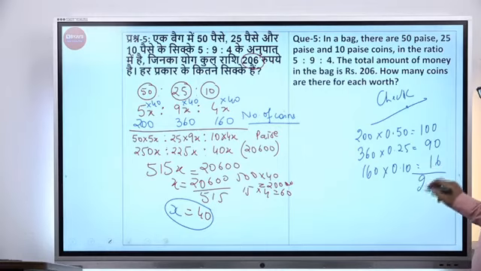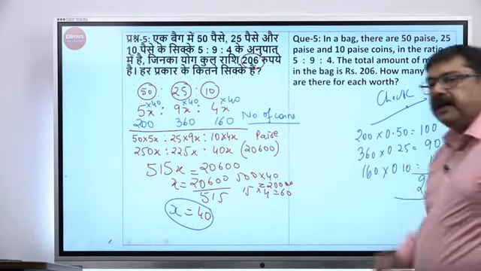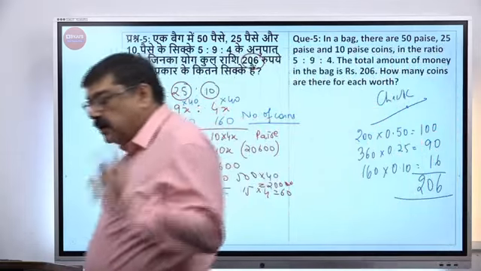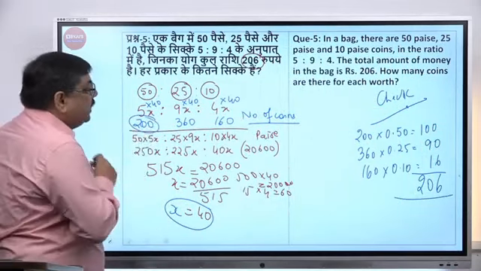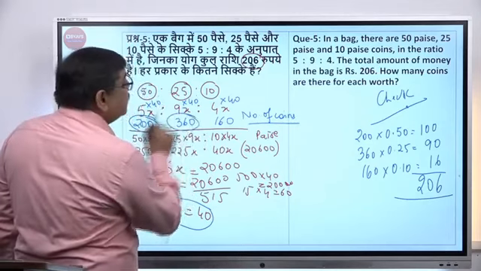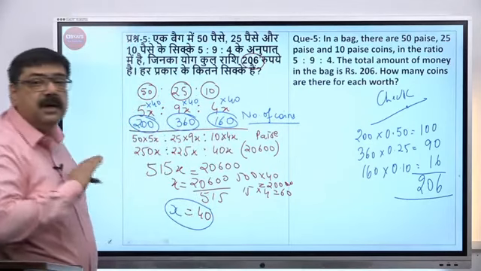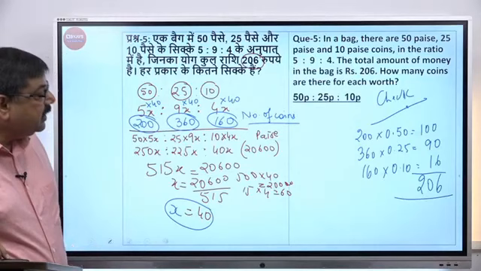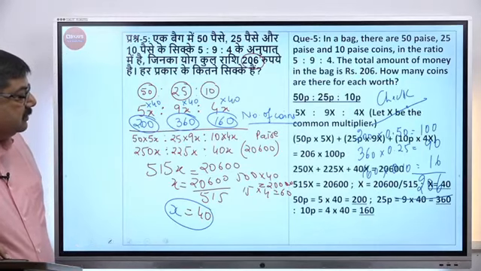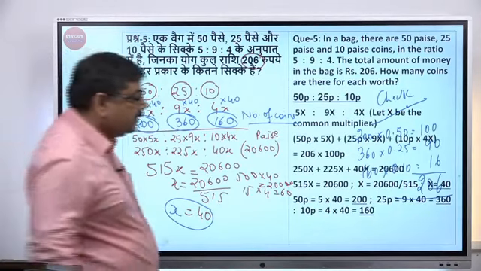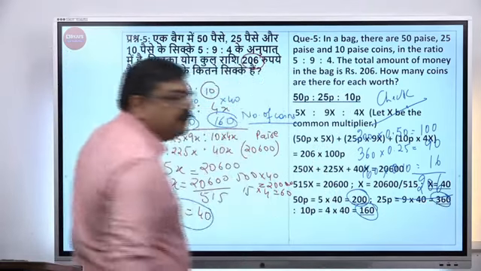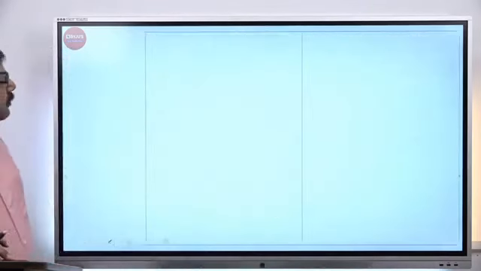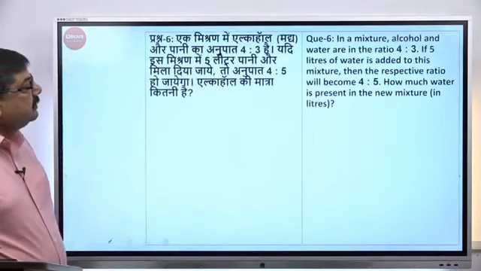What is the total that we are getting here? We are getting the total here as 206. So the number of 50 paisa coins is 200, number of 25 paisa coins is 360, number of 10 paisa coins is 160. Okay, so you get the same here. As you see, 200, 360 and 160. We move ahead. Another question.